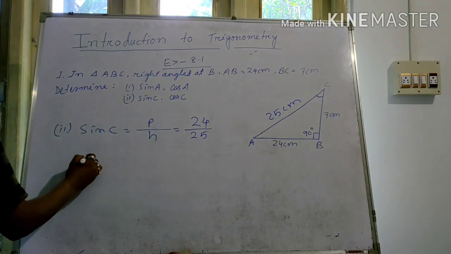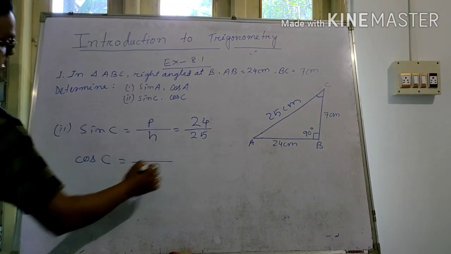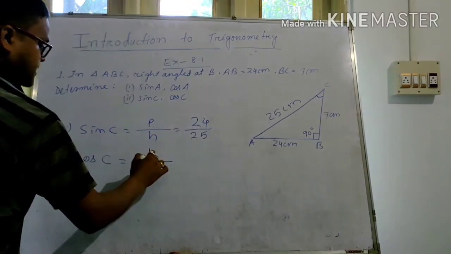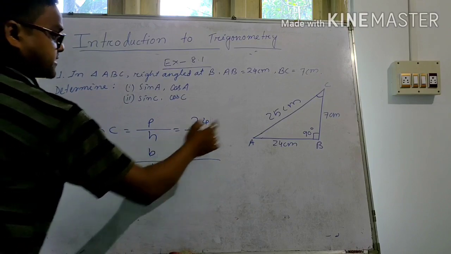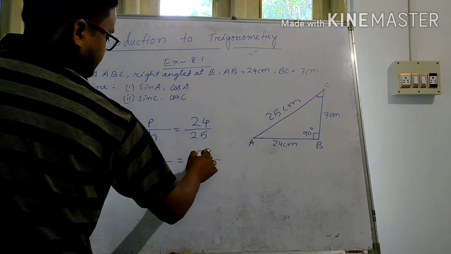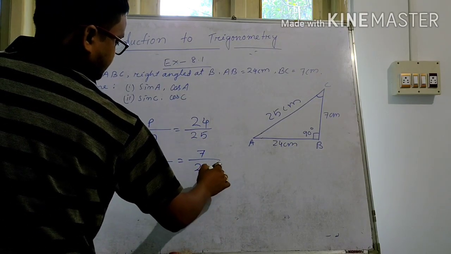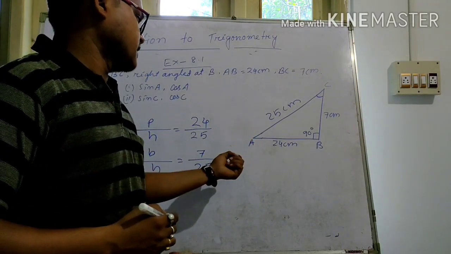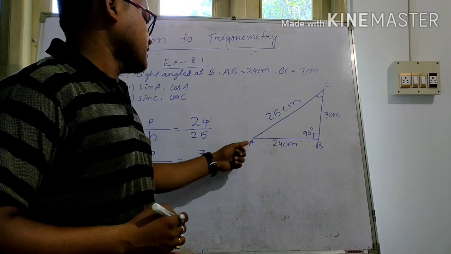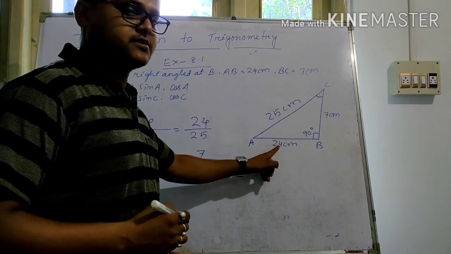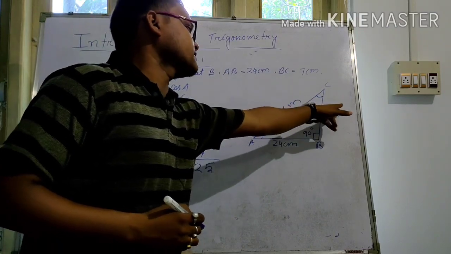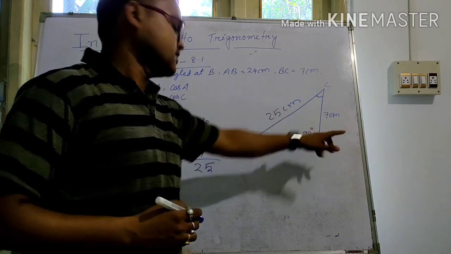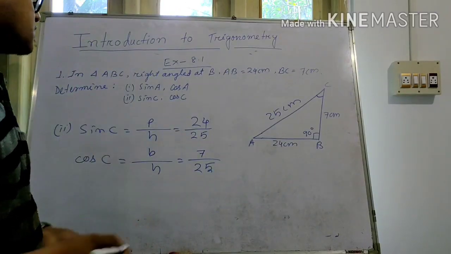Next, cos C. Cos C means base by hypotenuse. So your base is 7, so cos C is 7 by 25. When you have to find A, then your base will be this. When you have to find C, your base will be this, because the adjacent side is always the base. Okay, so this is the required solution.